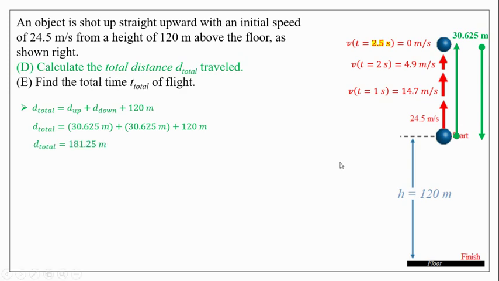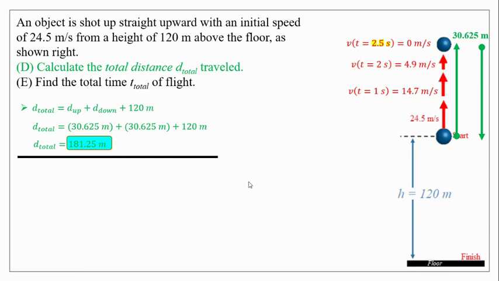Okay, so if I just lost you there with these two arrows, think about it. Due to symmetry, distance up must equal distance down, but don't forget to add 120 because the finish is on the floor, not where you started. All right, let's do it. Part E, find the total time of flight.